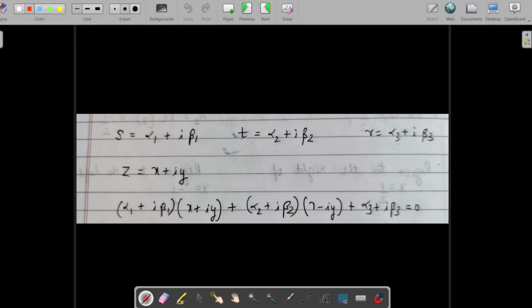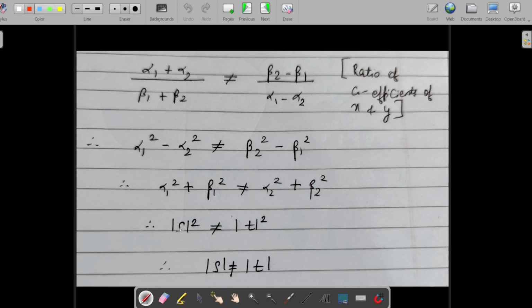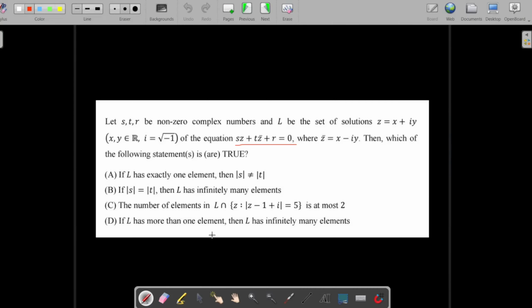Because alpha 1 square plus beta 1 square is the modulus of s square. Similarly, alpha 2 square plus beta 2 square is the modulus of t whole squared. So what you will get is mod of s square is not equal to mod of t square. Therefore, mod of s is not equal to mod of t when these two lines intersect, or when L has exactly one solution. So this option is correct.